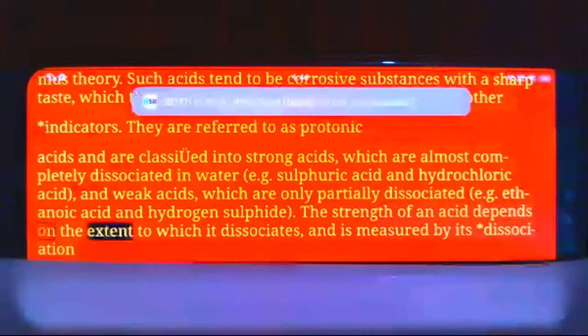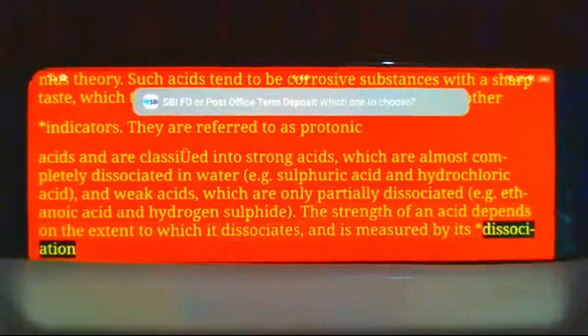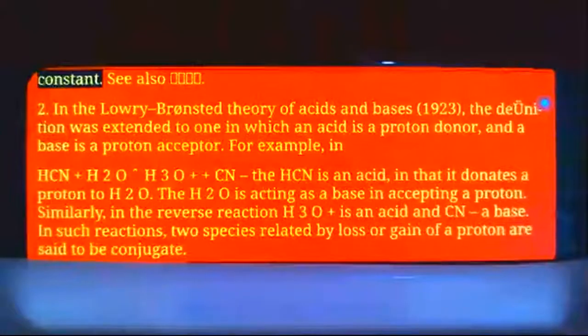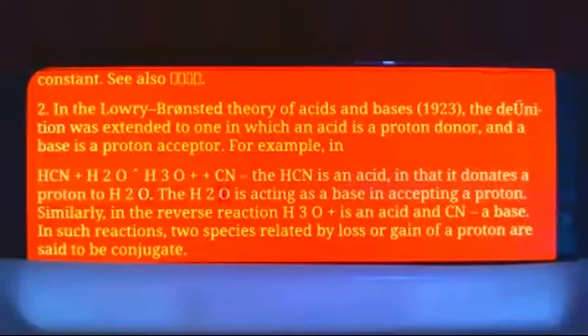The strength of an acid depends on the extent to which it dissociates and is measured by its dissociation constant. In the Lowry-Bronsted theory of acids and bases, 1923, the definition was extended to one in which an acid is a proton donor and a base is a proton acceptor. In HCN + H2O ⇌ H3O+ + CN-, HCN is an acid, in that it donates a proton to H2O, which acts as a base in accepting a proton.